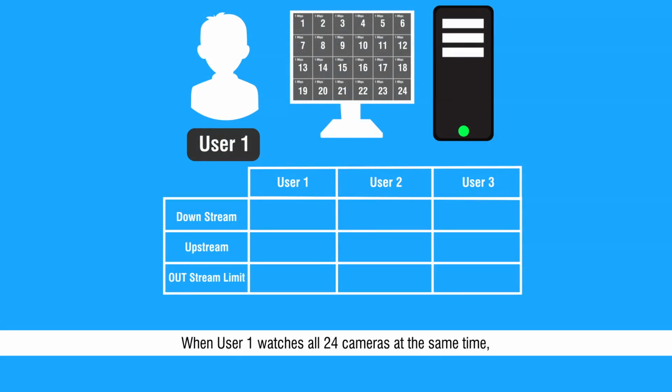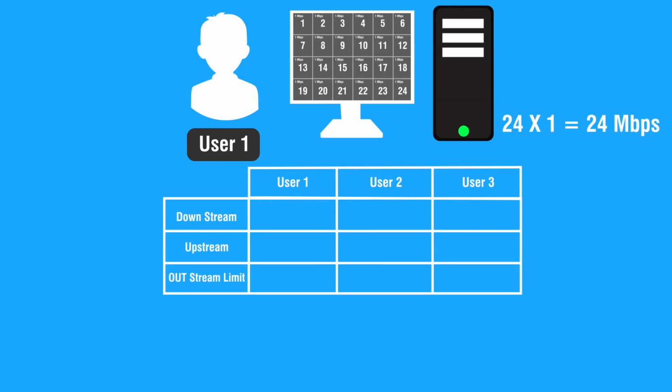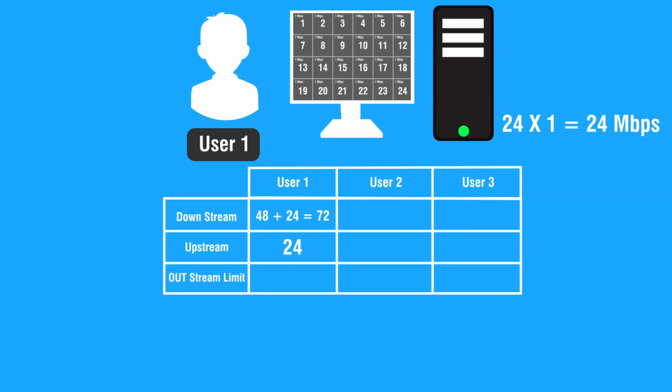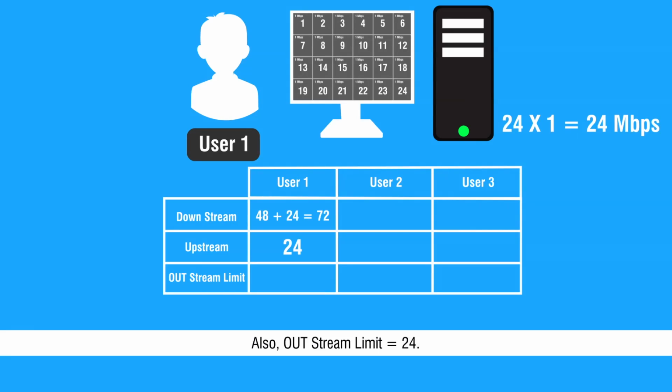When user 1 watches all 24 cameras at the same time, the bandwidth allocated to the user by SATATYA device will be 24 into 1, that is 24 Mbps. So downstream in this case is 48 plus 24, that is 72 Mbps, but upstream is 24 Mbps. First 48 is because of the recording streams and the second 24 because of the live streams. Also, outstream limit is 24.